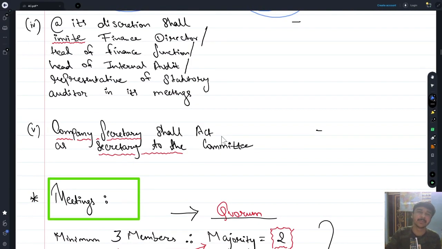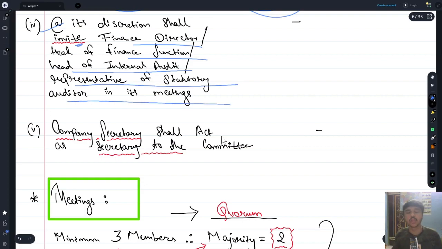Now the fourth one is, obviously at its discretion they can invite the finance director, the head of the finance function, the head of the internal audit, and a representative of the statutory auditor to its meetings. So yes, they can invite them if they need certain kinds of suggestions or consultations, or they are not able to understand something regarding the company. They can invite the finance director, they can invite the head of the finance function also.